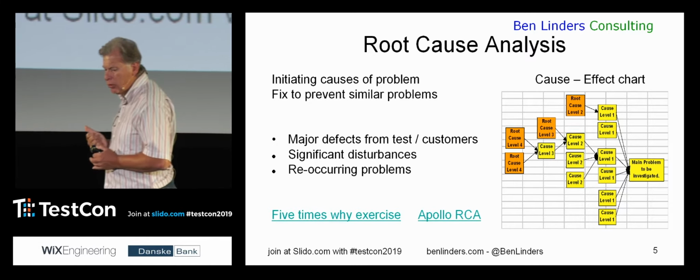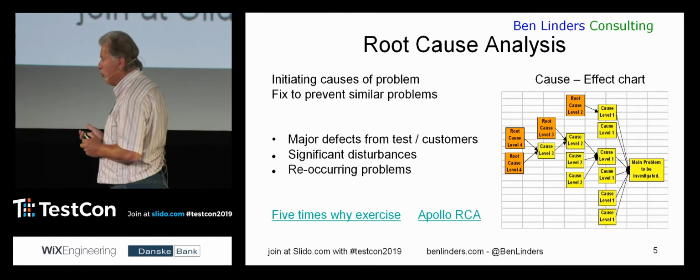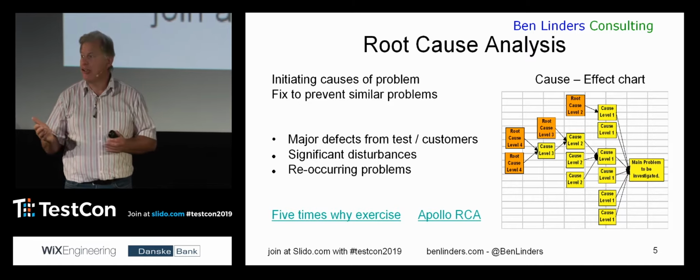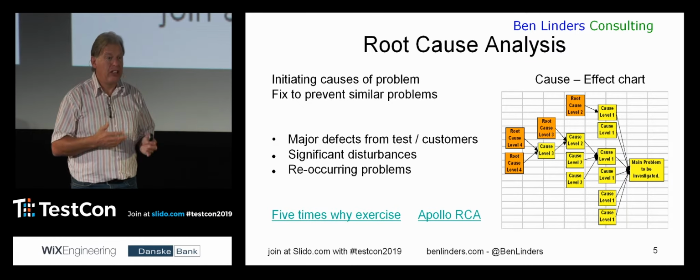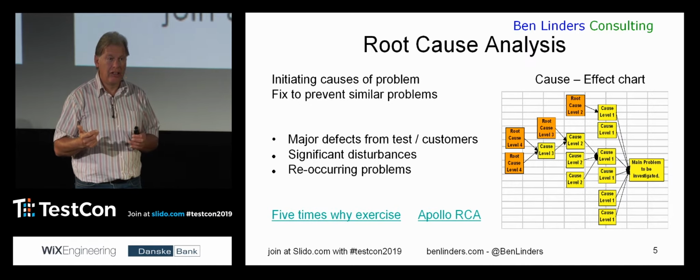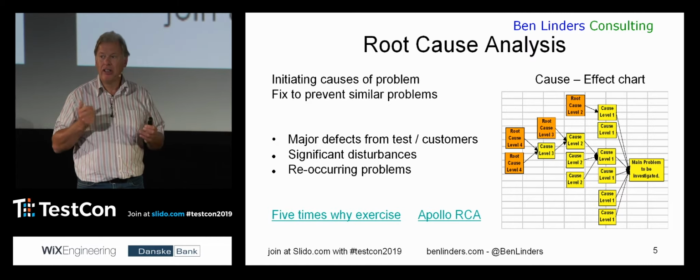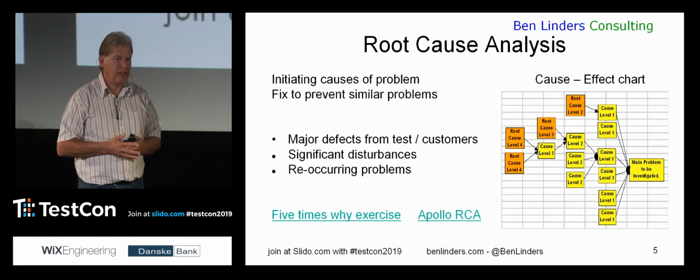So where would you do root cause analysis? My suggestion would be to do it on any major defects that you have either coming out of test or major defects that you got from your customer. This is the kind of stuff that you would say like, okay, this is not something that we would like to see happening again. These kind of big problems, it could be also a significant disturbance, something that really went wrong. This is not something that we would like to see happening anymore. So we want to take action to prevent this kind of stuff from happening.